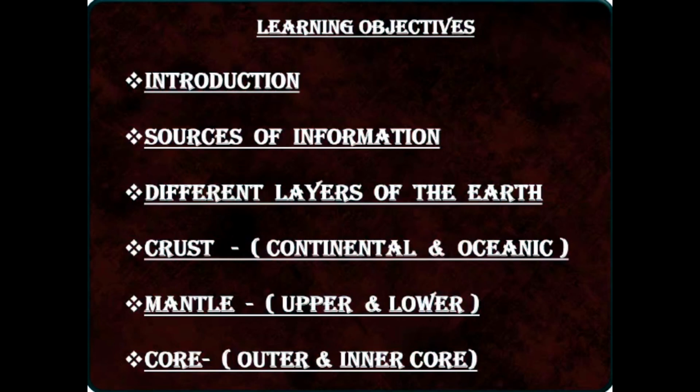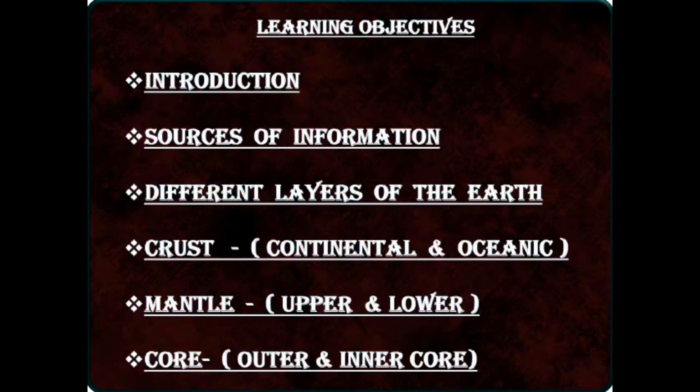Next, sources of information. The knowledge about the interior of the earth is obtained through direct sources and indirect sources. And we are also going to study about the different layers of the earth. The different layers of the earth are the crust, that is the uppermost layer of the Earth's surface is in solid state and it is called as the crust. The crust is subdivided into continental and oceanic crust.